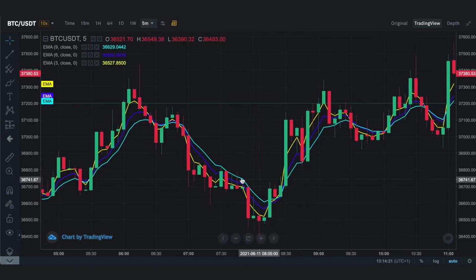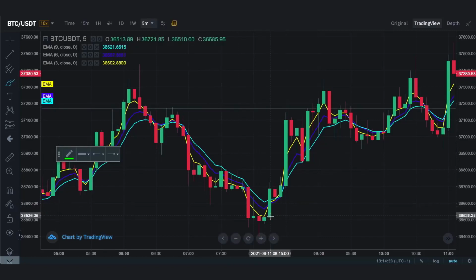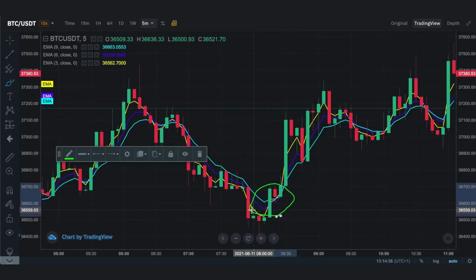You can see that right here. During this dip, what we can see is that the 3 period EMA is actually below the other 2, meaning that we're in a slight downtrend. And that is certainly happening. We want to wait for this movement right here. You can see the yellow line, the 3 period EMA, moving up through both the 6 and 9. And that is telling us that the trend is reversing and that the short-term price movement is to the upside.